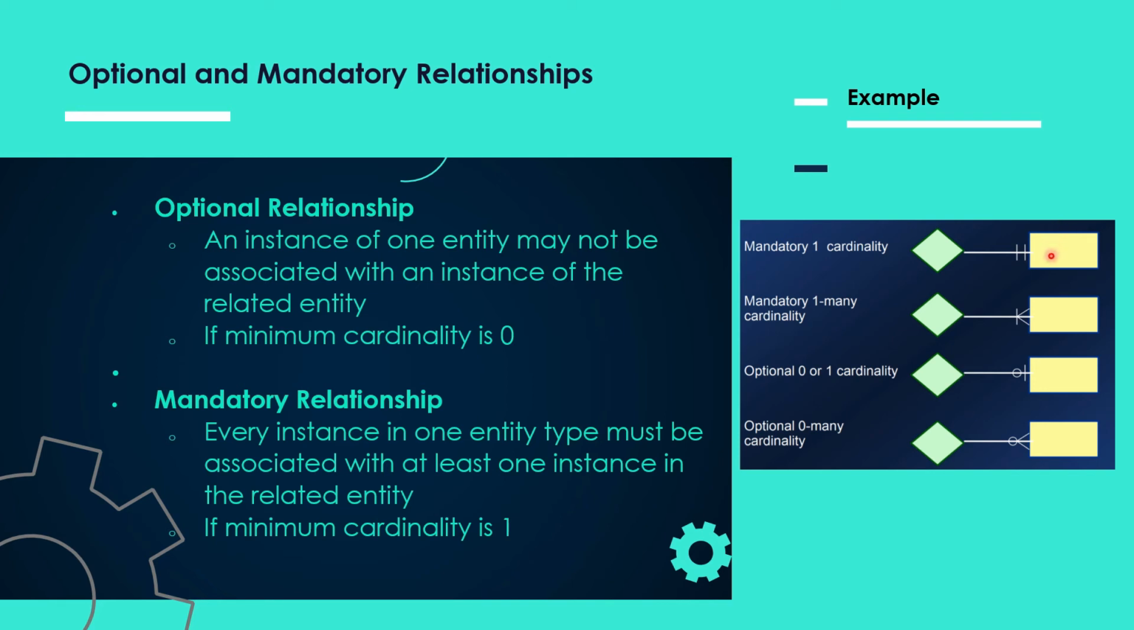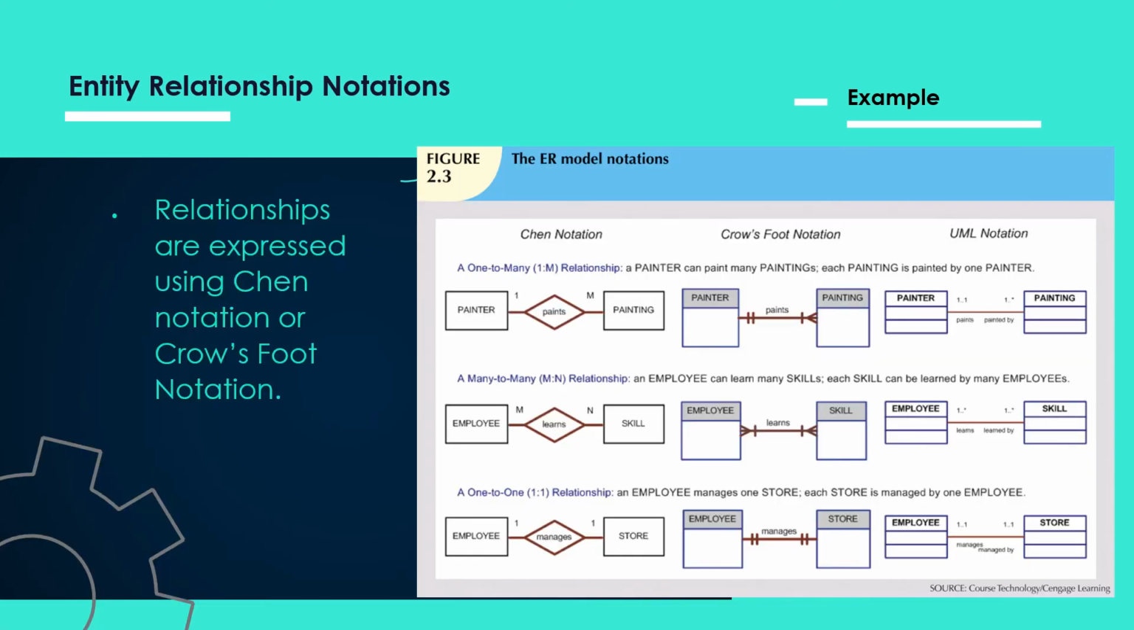For mandatory 1 cardinality, in Crow's Foot notation, we use a double line. For mandatory 1-to-many cardinality, we use a Crow's Foot notation like this. For optional 0 or 1 cardinality, we add a circle and a single line. For optional 0-to-many, a circle and 2 slanting lines. In linking a relationship from one entity to another entity, we use entity relationship notations. Relationships are expressed using chain notation or Crow's Foot notation.